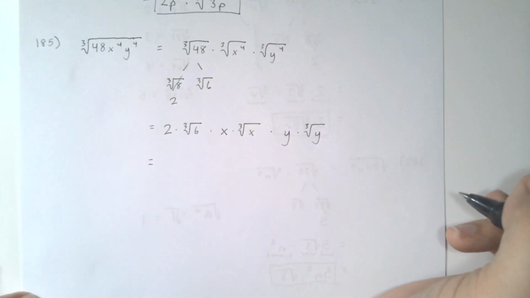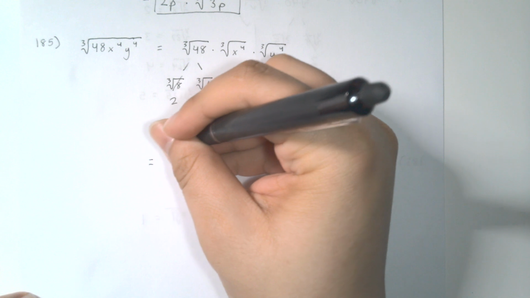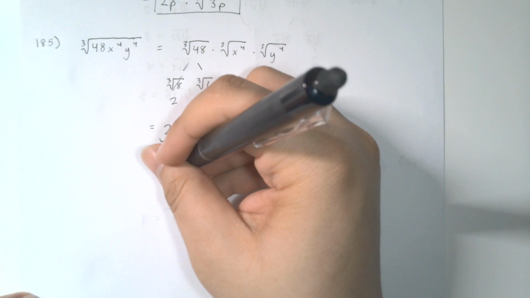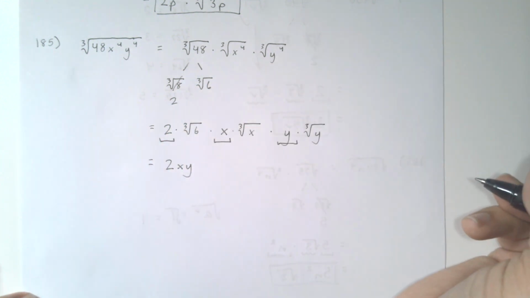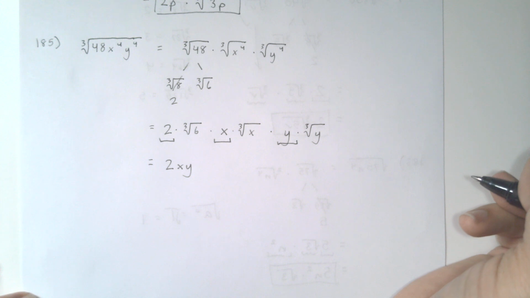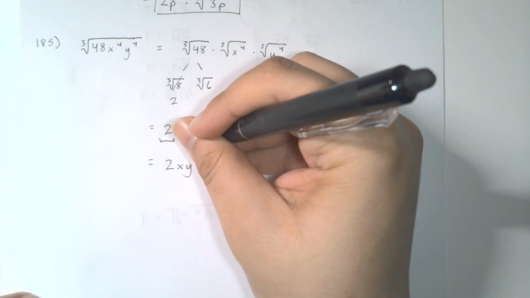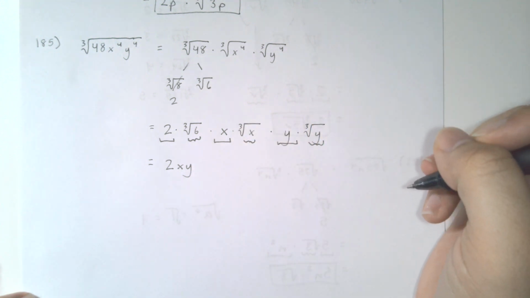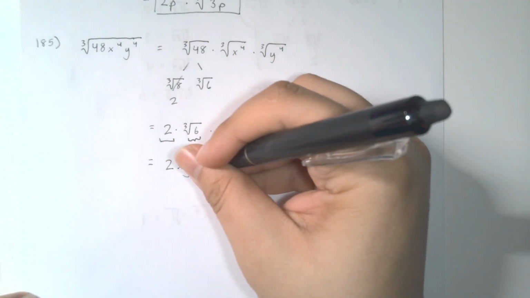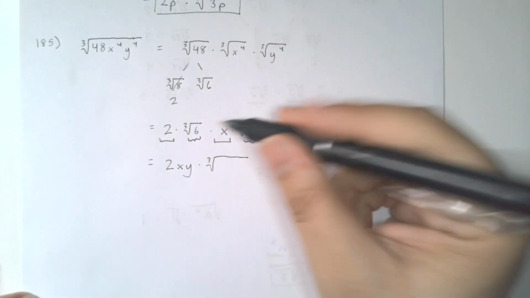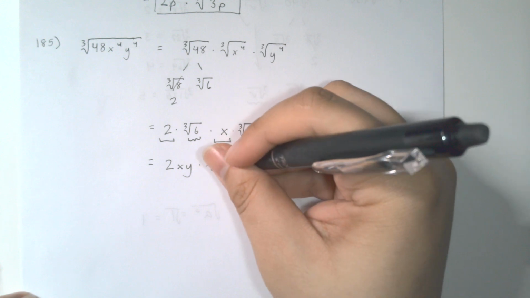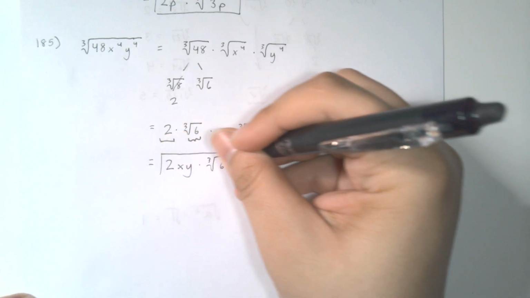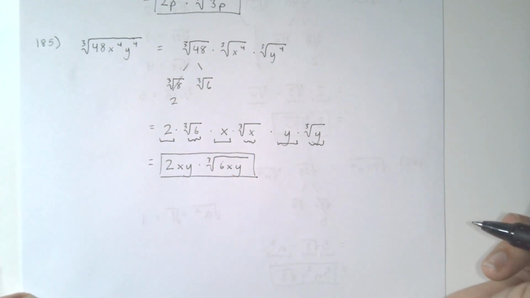Now we want to multiply all of our stuff outside of the root. We have a 2, we have an x, and we have a y. And so we have 2xy on the outside. On the inside, we have the 6, the x, and the y. And when we multiply all of those together, we have times the cube root of 6xy. So there we go. And this is our final answer.